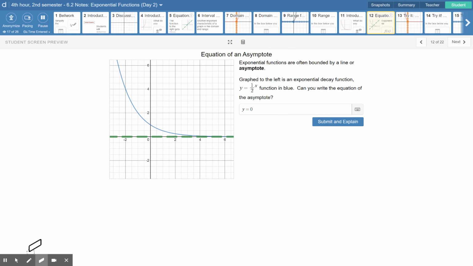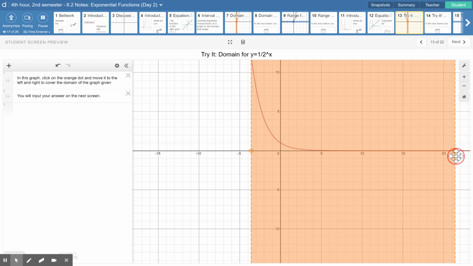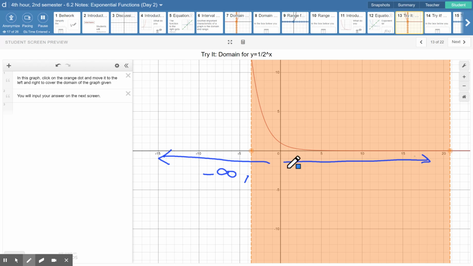For the domain and range, remember this is a decay function. How far left can our red graph go? How far right can our red graph go? I can move this slider forever and ever, and it still touches the red line. So we call that negative infinity. How far right can my graph go? It can go to positive infinity.